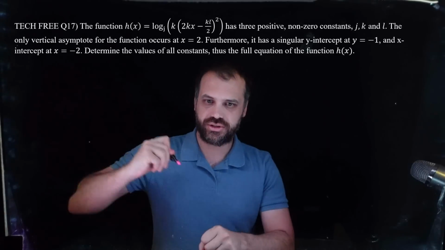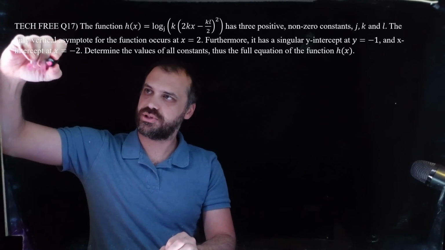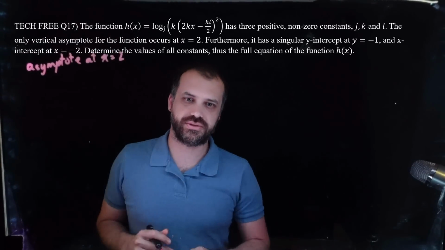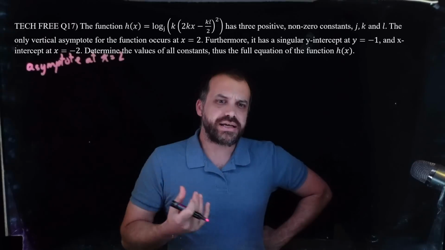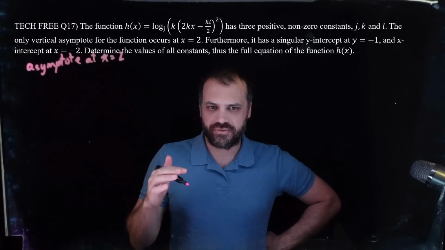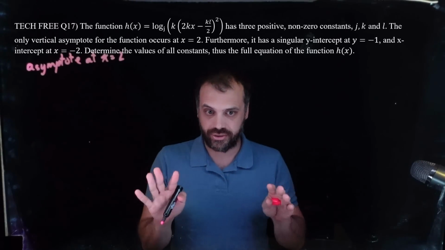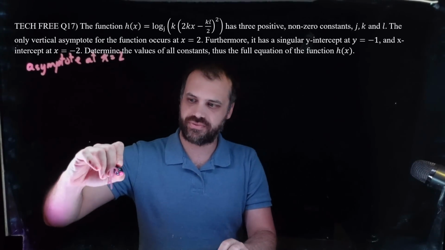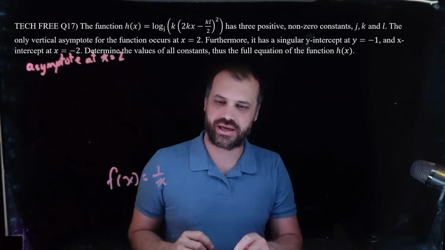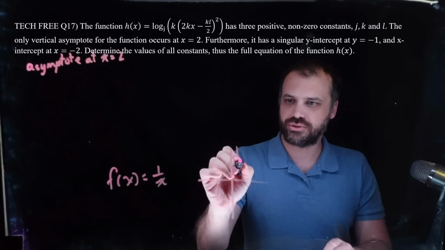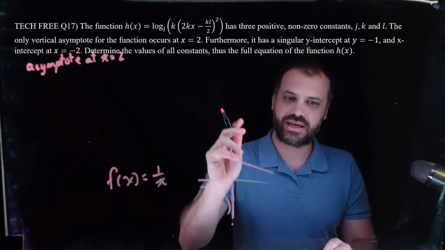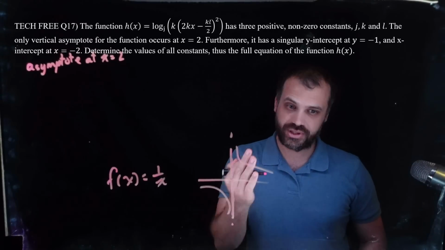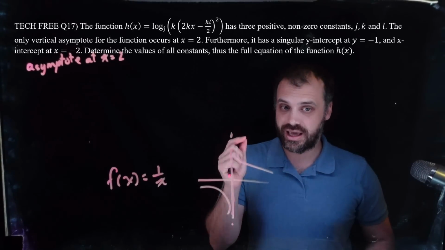Okay, so asymptote at x equals 2. Now, what are asymptotes? Asymptotes are values that x cannot be. Asymptotes are values that x isn't allowed to be. So an example of that is f of x equals 1 on x. This function looks like this. It has an asymptote at x equals 0. And the reason for that is you're not allowed to divide by 0. So that's what asymptotes are. They're things that x isn't allowed to be.